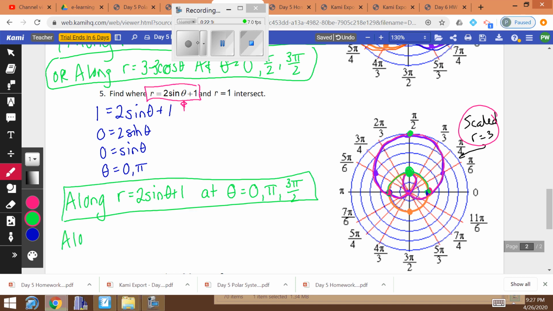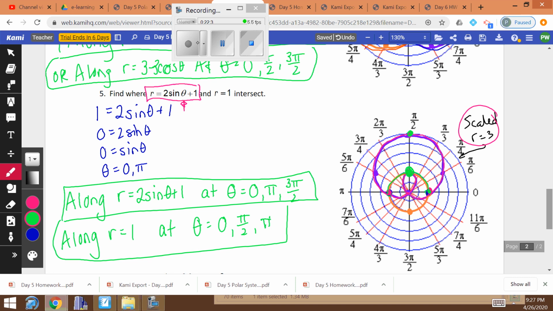You could choose. Again, you actually only need to do one of these. I like to write them both down just so you can check them, so you can pick one. If you were doing r equals 1, that's at 0, pi over 2, and pi. I meant to write that here. Okay, so that's a couple examples of where the graph really helps you out.